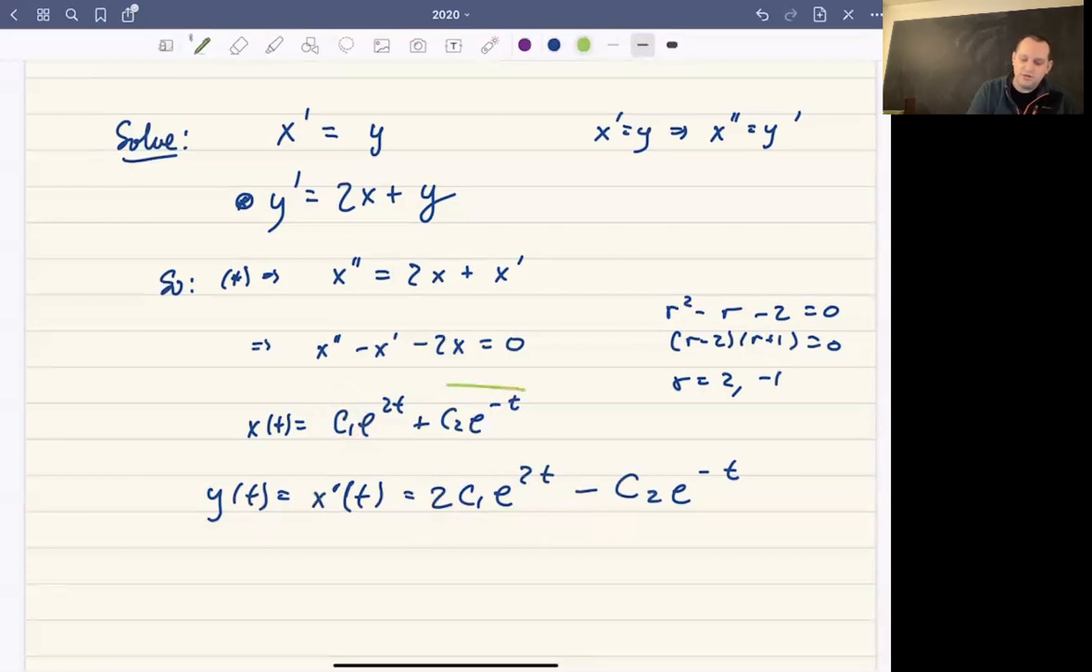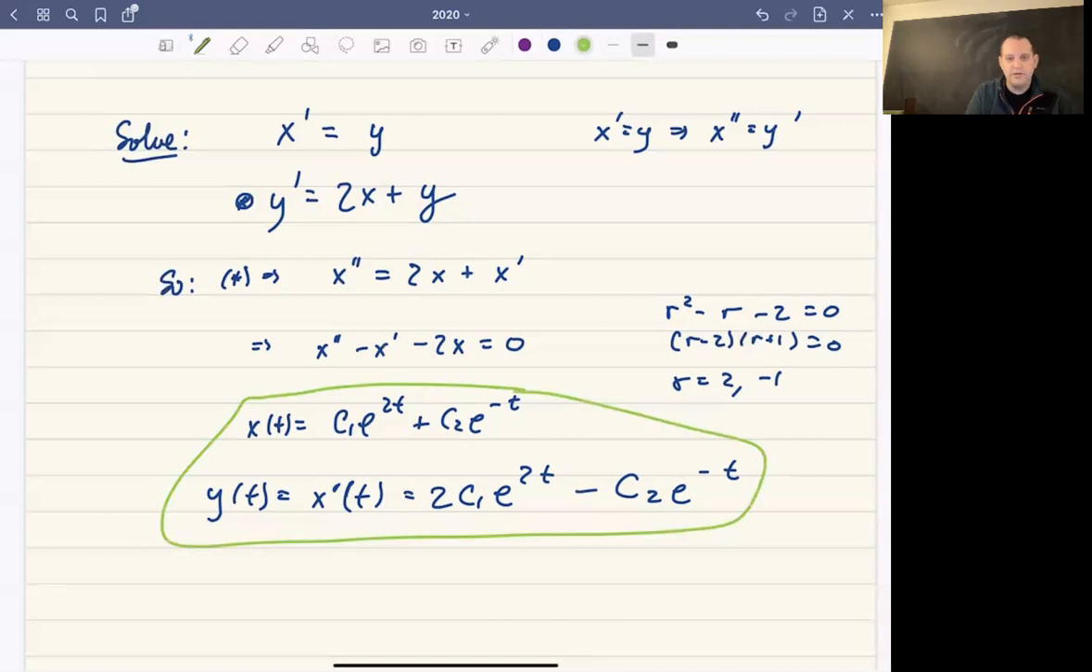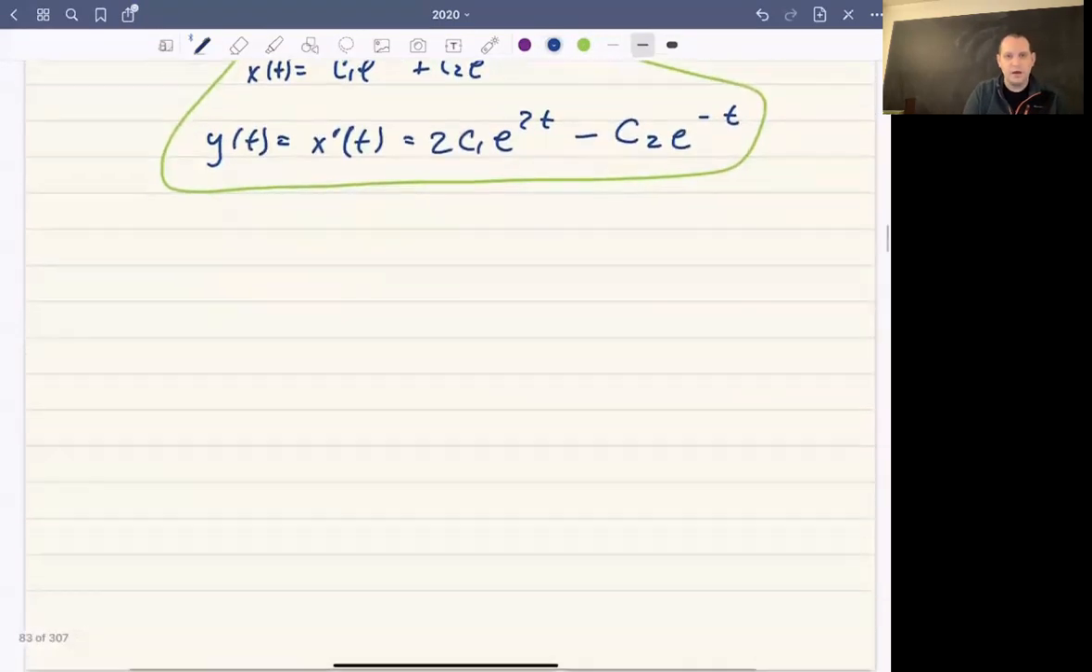Your solution is x is c1 e to the 2t plus c2 e to the negative t. And then y, being the derivative of x, is 2c1 e to the 2t minus c2 e to the negative t. Okay, and that's really the entire strategy of everything that we're going to talk about. Maybe we'll do just one more example in the next video.